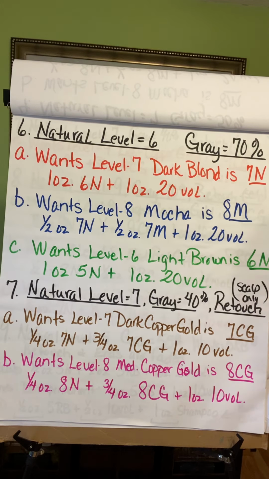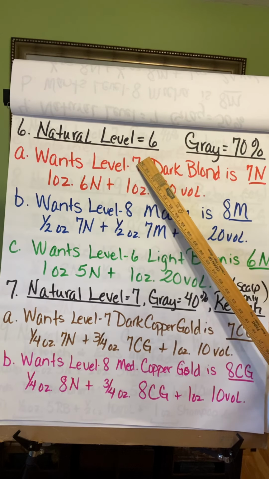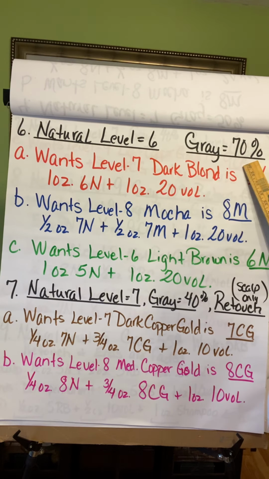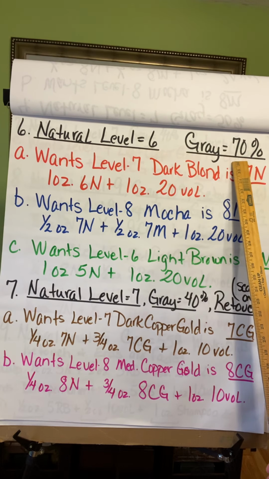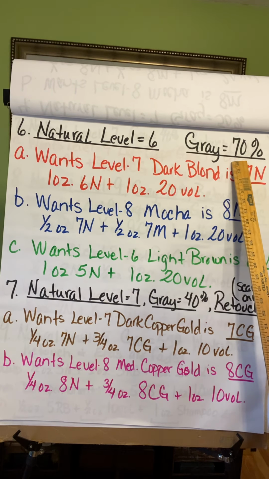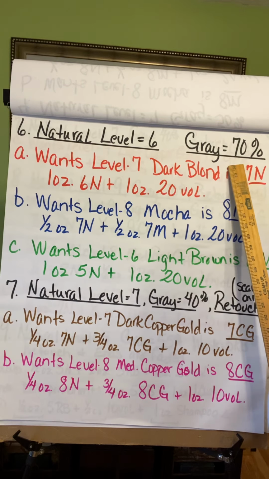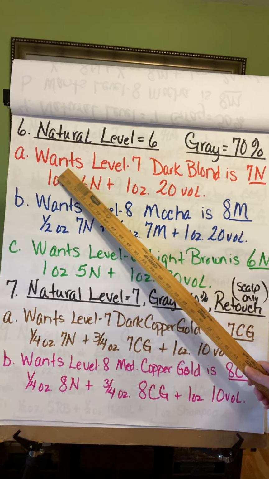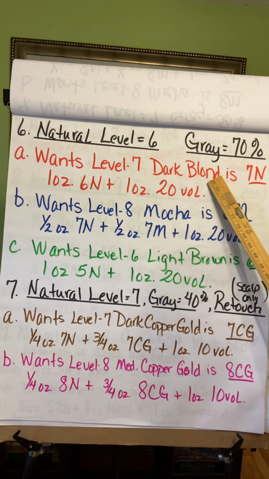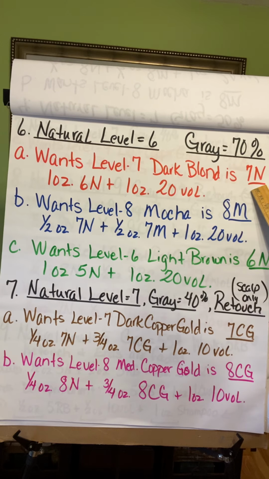Okay, number 6. Her natural level is a 6. She's got 70% gray. So this is a new rule here, right? At 70% gray, we have to formulate 1 whole level darker. Because if you don't, it's not going to be the true color because she's got too much white in her hair. So you have to formulate it 1 whole level darker. So she wants to be a level 7, which is dark blonde, and that is written as 7N.